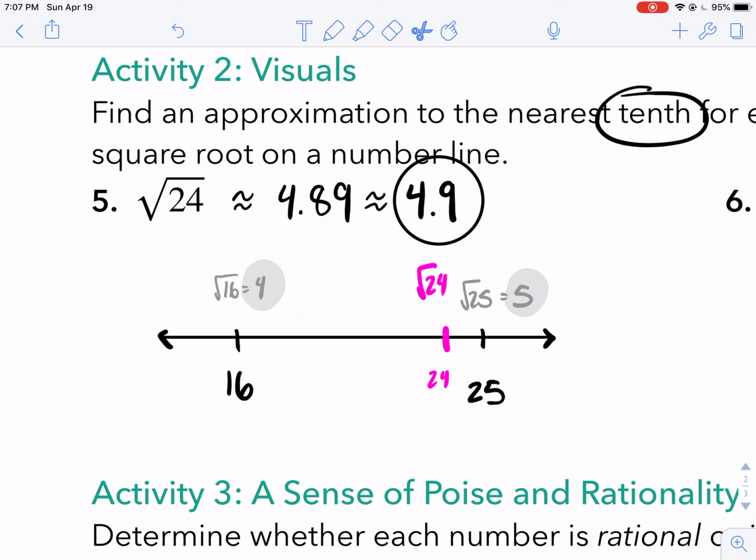So here we have it. 2 ways to approximate this irrational number. The square root of 24 is approximately 4.9, lies right there.